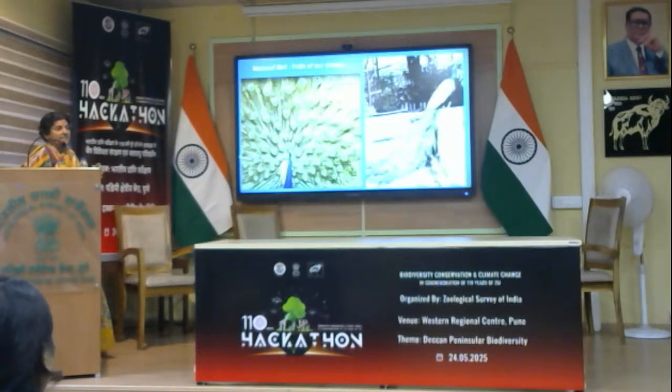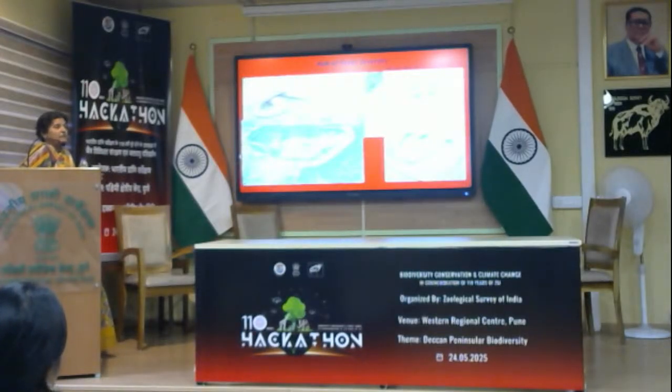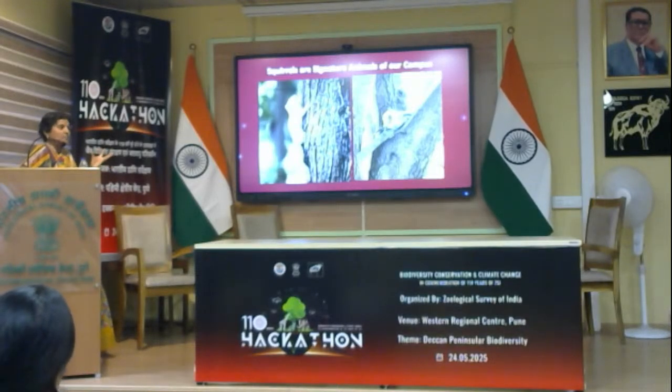And we are trying to provide plants which are suitable for them and increase their population. And here these are the reptile varieties, and we have dhaman, rat snake, and we have Naja naja, king cobra, and even water snake also. And these are the signature animals of our college campus, and I see these squirrels to be more in number.